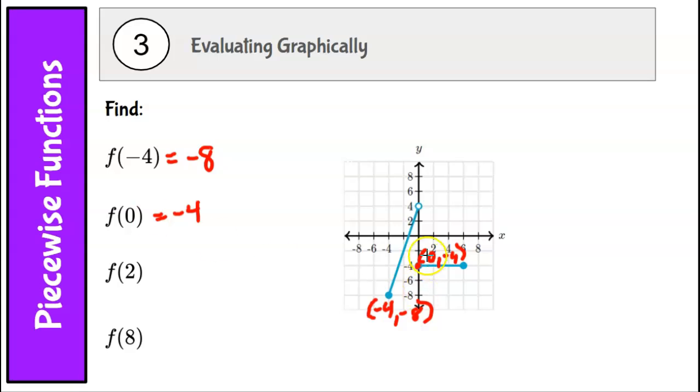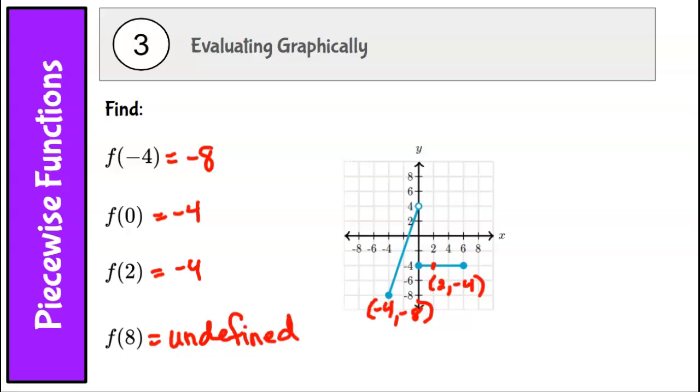I'm going to erase that so that I can do the next one. f of 2, so here's 2. Notice there's no dot there, but because there's a line there, I know there is a point. It's just not marked. So 2, negative 4. And then for 8, there's no output. So this is actually undefined by this piecewise function.